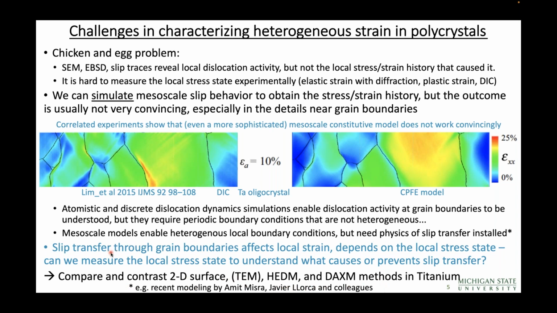But slip transfer through grain boundaries clearly affects the local strain history, which then affects the local stress evolution. So can we actually measure the local stress in a meaningful way to understand how that affects or causes or prevents slip transfer? So that's the motivating question for what I'll share today. I'm going to chase this through comparing and contrasting 2D surface observations with 3D X-ray diffraction-based methods using titanium.